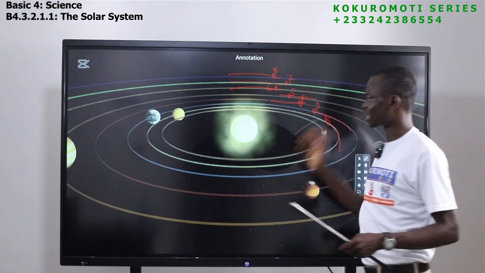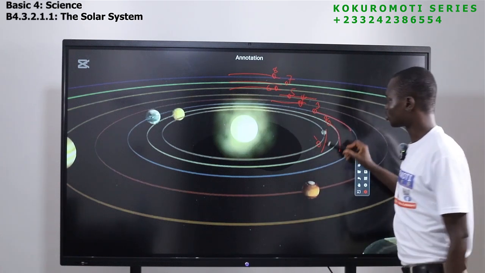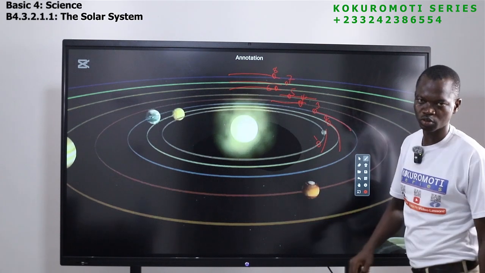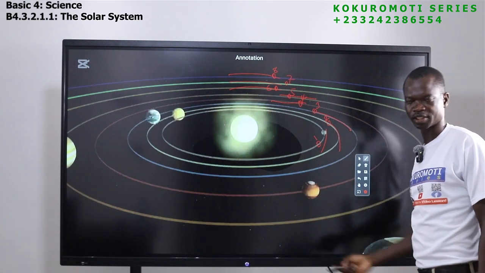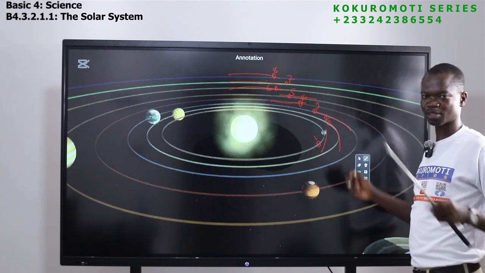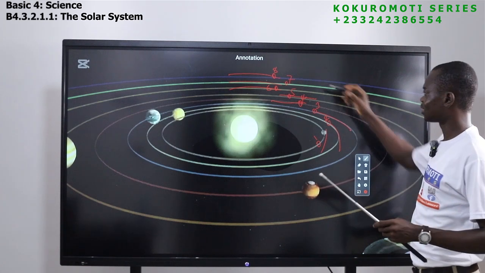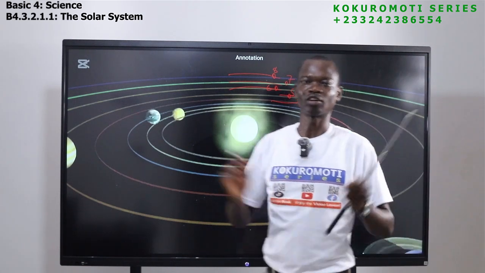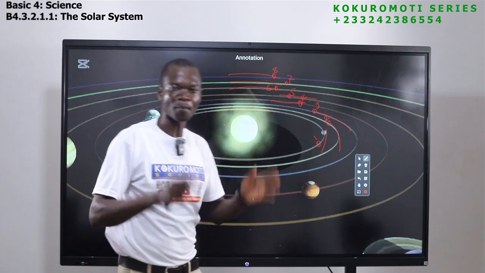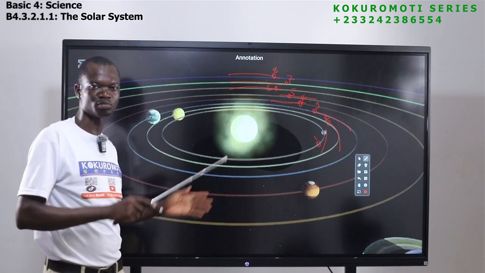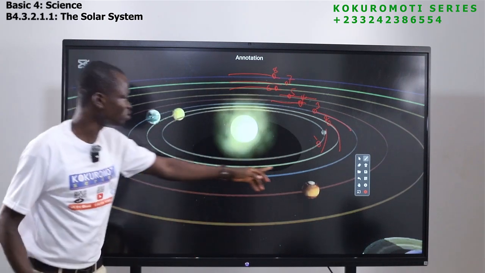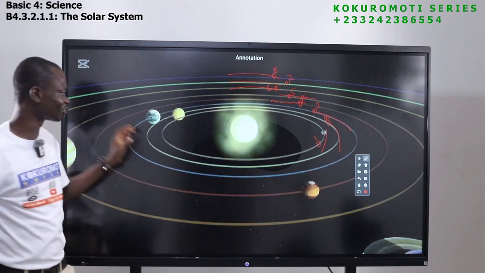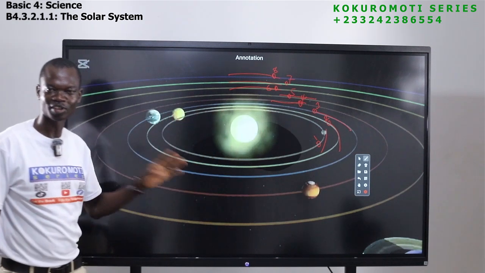They don't crash. The one in orbit 1 will not move to orbit 2. The one in orbit 2 will not also move to orbit 1 or orbit 3. So they have their fixed path, and this is what we call orbit. So if you are asked what an orbit is: the path along which the planets move. Me, I don't move on this path. It is only the planets that move on it.